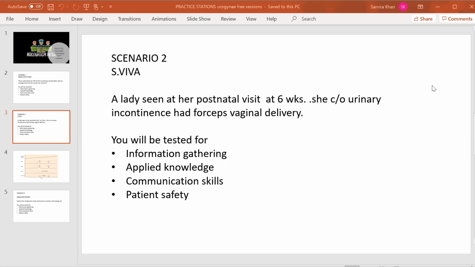Amount. We want to know whether it's an overflow incontinence or a stress incontinence. For example, the same patient, you drain 600 ml. Now, what's next?